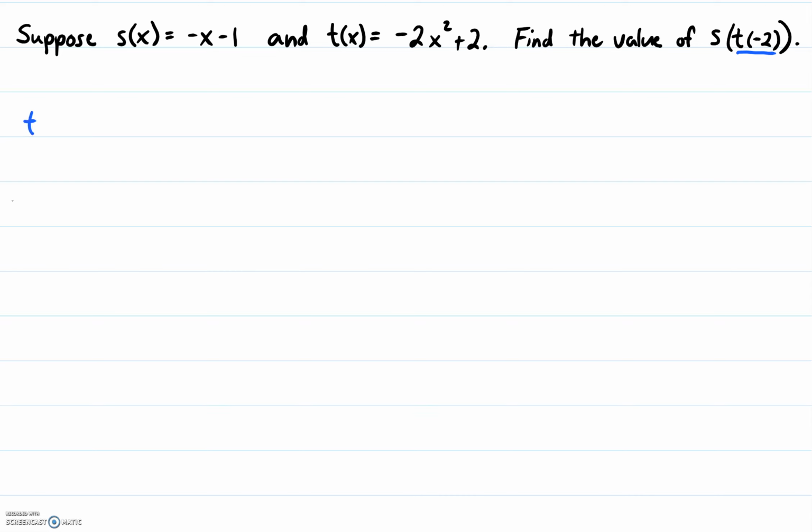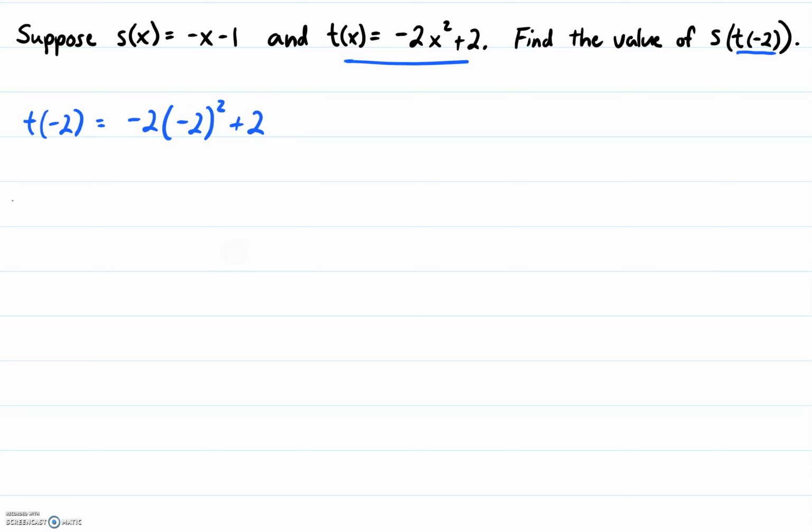So t of x is going to be negative 2x squared plus 2. So t of negative 2 is just putting negative 2 in the place of x in this function underlined in blue. So that's going to give us negative 2 multiplied by, instead of x squared, negative 2 squared, plus 2. So lots of 2's going on there. Let's go ahead and simplify this.